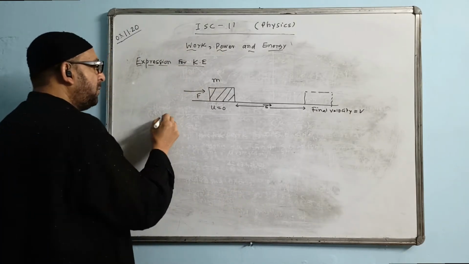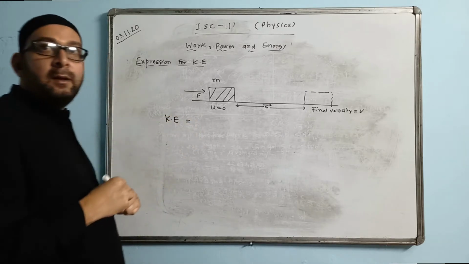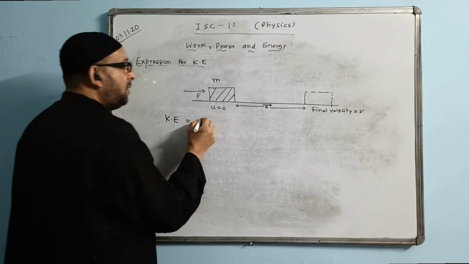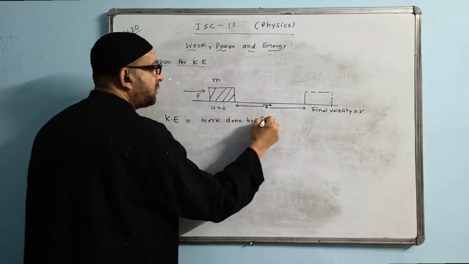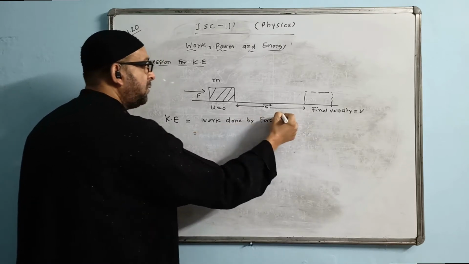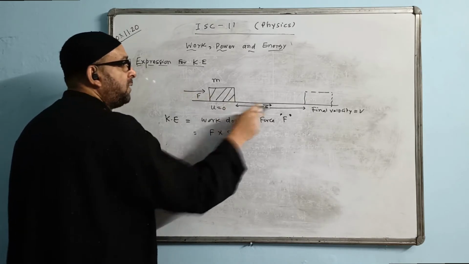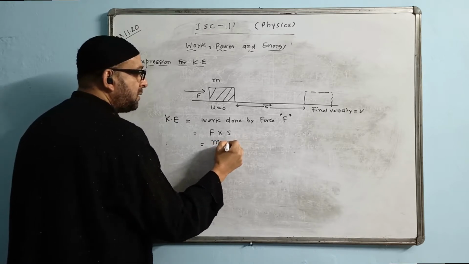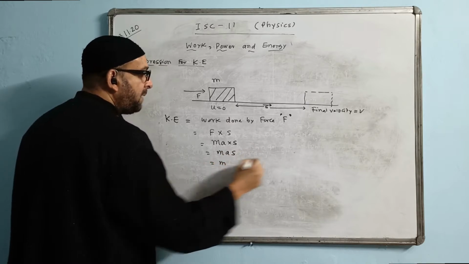And now we'll find the work done. Any kind of energy is measured by its work done capacity. So kinetic energy is equal to work done by force F. The work done formula is F into S. The force value is ma. So ma into S, this will become mas. m keep as it is.